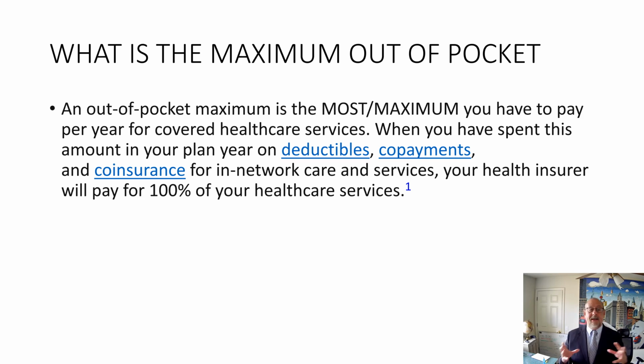When you're determining the amount that you have to pay, you have to take into consideration how much you paid for deductibles that year. Number two, how much you paid for co-payments. And number three, how much you paid for co-insurance. It's very important to understand that maximum out of pocket does not include your premium. Your premium is totally separate and will not be taken into consideration to determine whether or not you maxed out for the year. Okay?